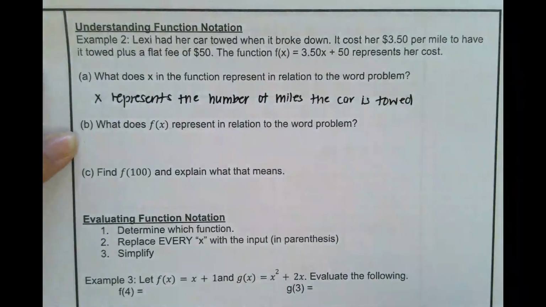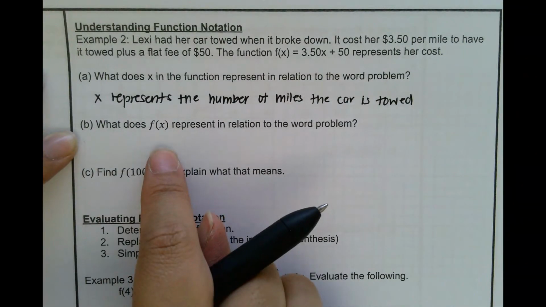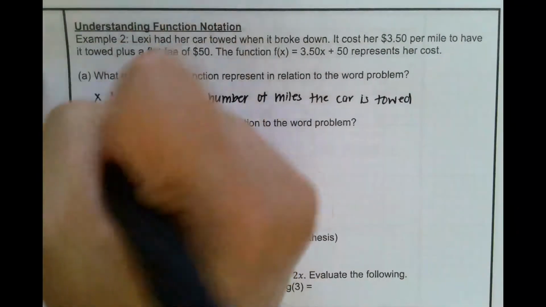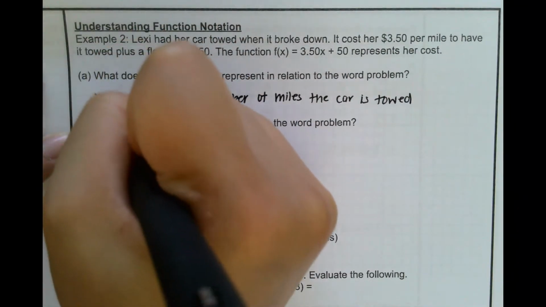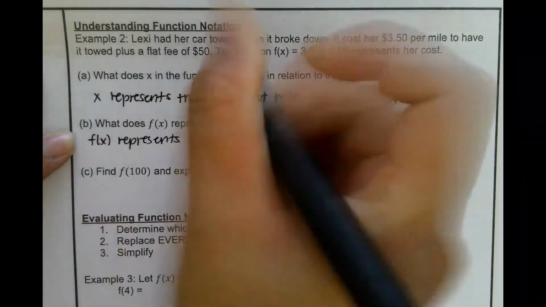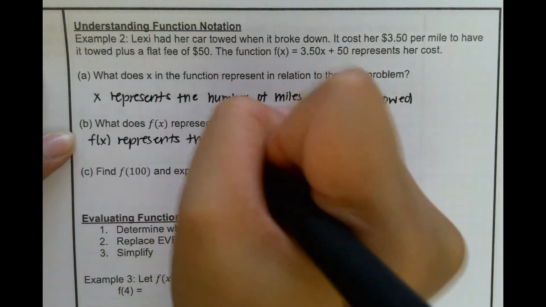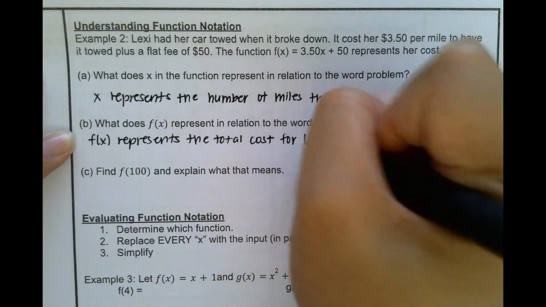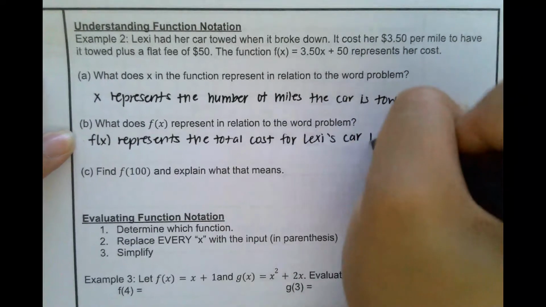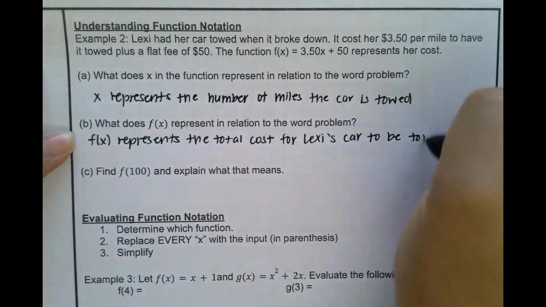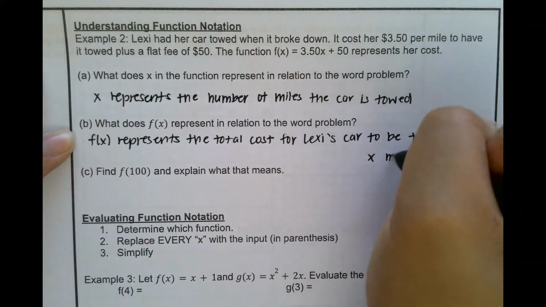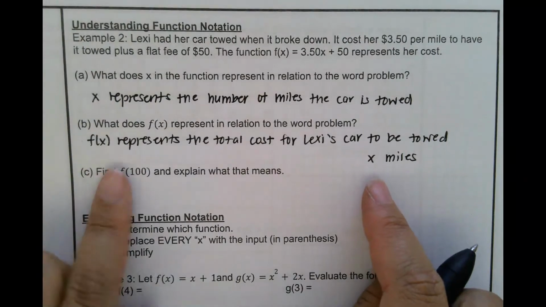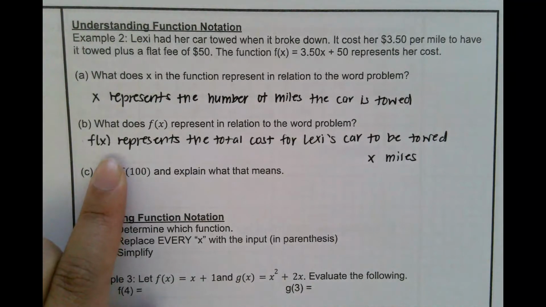What does f of x represent? The problem tells us the function f of x represents her cost. So f of x here represents the total cost for Lexi's car to be towed x miles. Based on however many miles she gets towed, the x number of miles, that influences f of x, how much she has to pay.